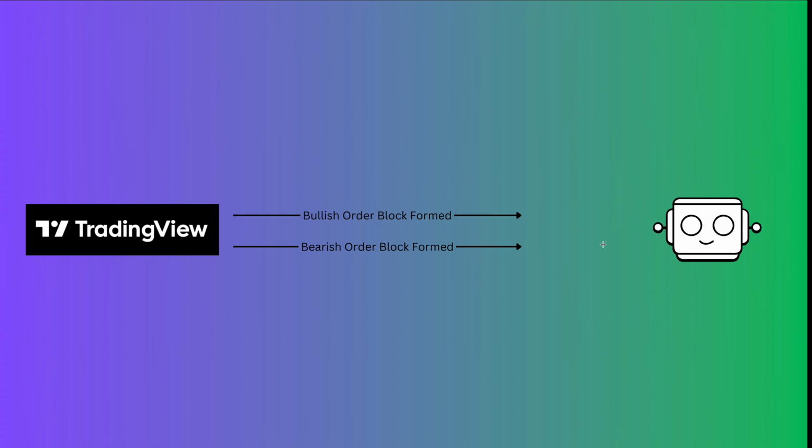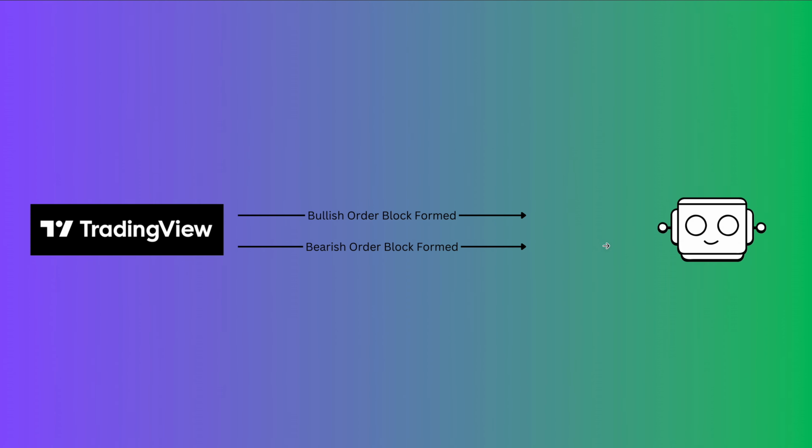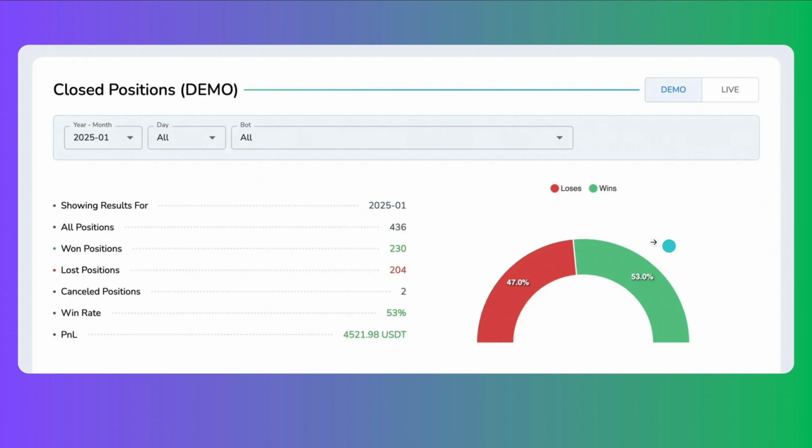Also, our bot will give us comprehensive reporting, allowing us to track performance and make data-driven decisions. As you can see in the first report, we have an overview of our closed positions, including the total number of trades, how many were won or lost, the win rate percentage, and the overall profit and loss. This lets us analyze our strategy's effectiveness in demo mode before moving to live trading.